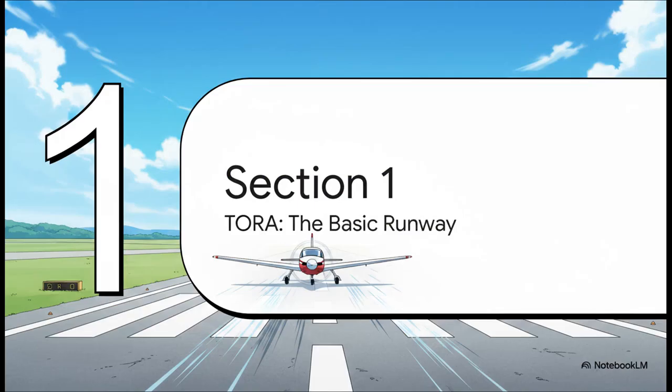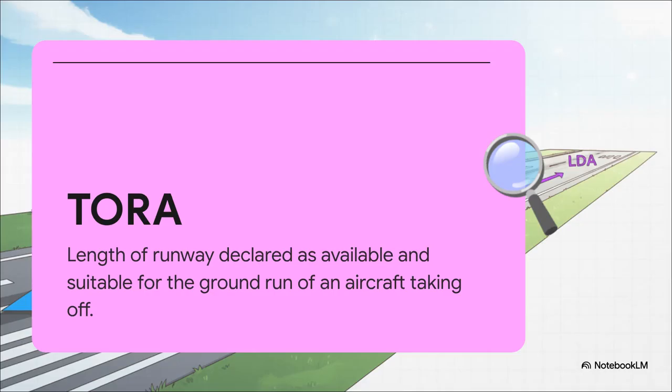Section 1. TORA, the basic runway. We are going to build your knowledge using a totally logical flight sequence, starting right where you apply full throttle, on the pavement. TORA stands for Takeoff Run Available. Literally, this is the length of the runway declared as available and suitable for the ground run of an aircraft taking off. Think of this as the actual, physical, usable pavement. It's that hard surface your wheels actually roll on, supporting the full weight of your plane from the exact moment you release the brakes until you rotate and lift into the air. That basic hard pavement, that's your TORA.